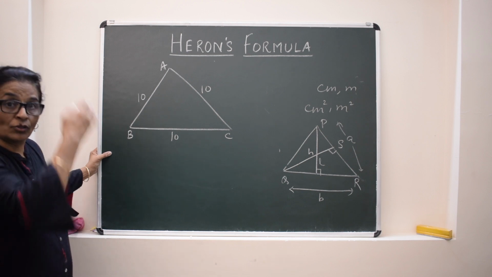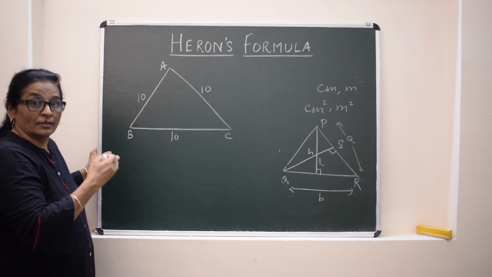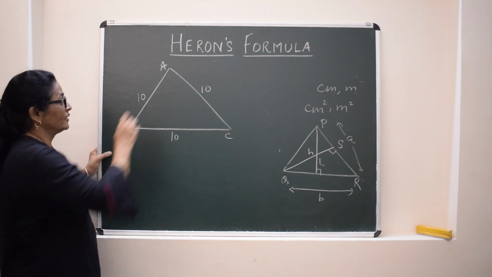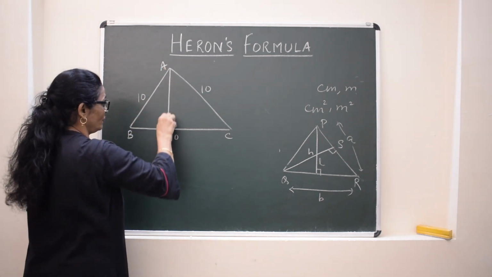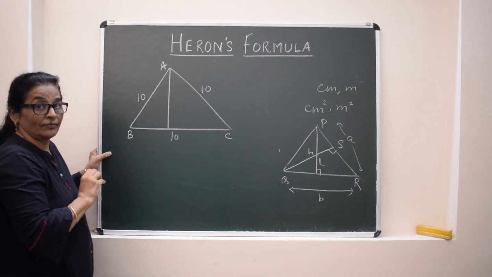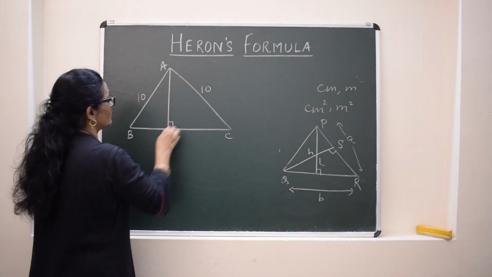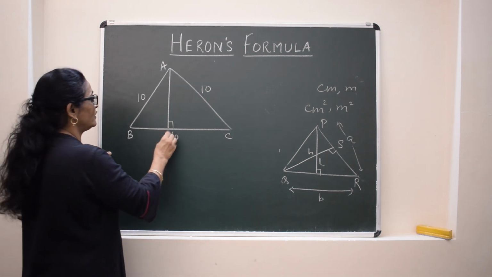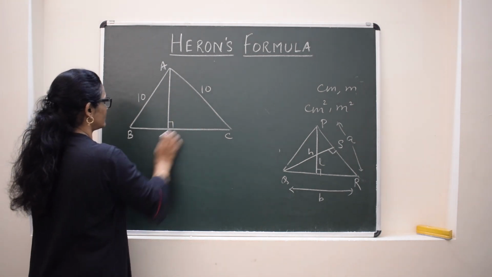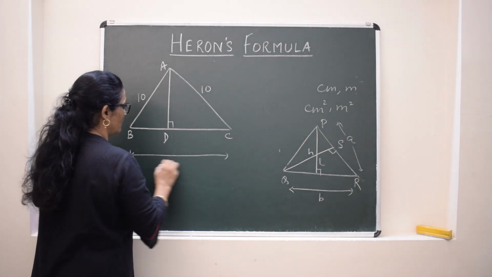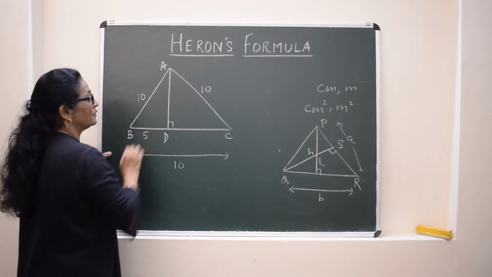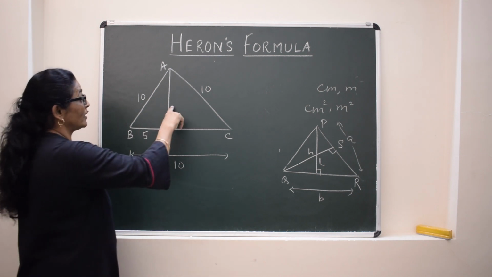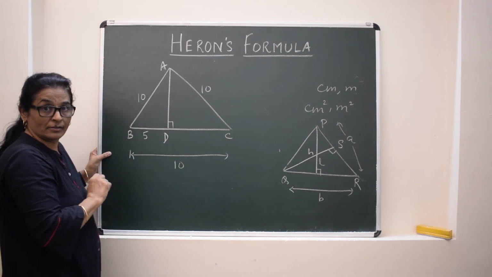We can draw a perpendicular or height and we can calculate its length, because there is a property of equilateral triangle: when we draw an altitude or perpendicular, it bisects the opposite side. So here this AD will bisect this side. It means BD will be equal to DC, that is 5. So we can calculate this AD with the help of Pythagoras theorem.